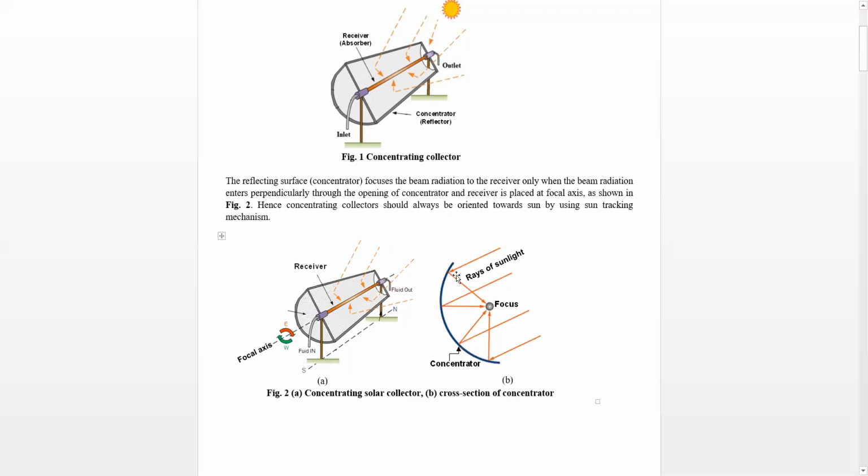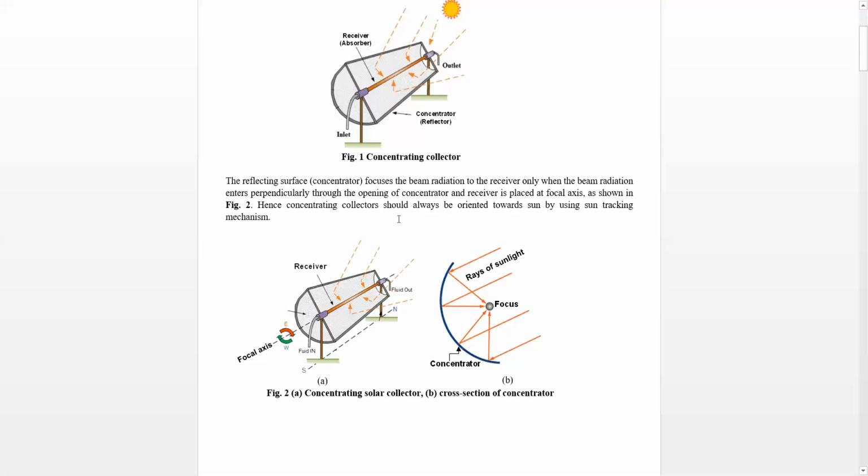Now here this is the opening. So here you can see that the sun radiation is entering the opening of the concentrator in a perpendicular direction, like this. Okay, and the receiver is placed at the focal axis, and the second condition is that the receiver which absorbs this solar radiation should be placed on this point.